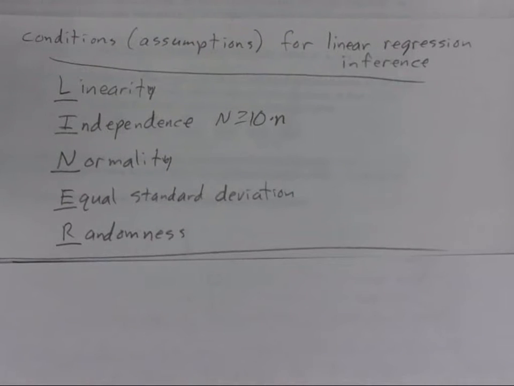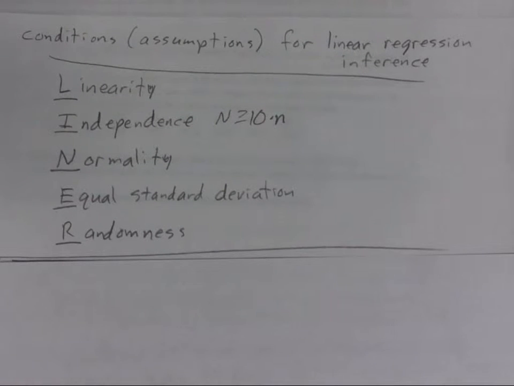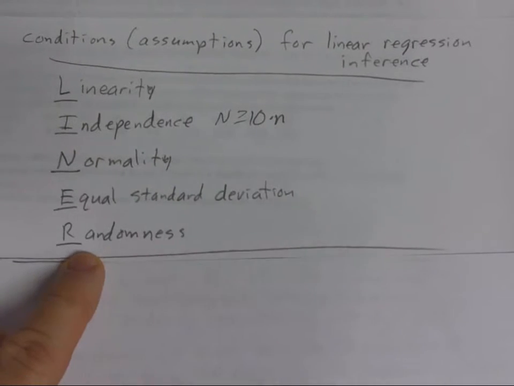Equal standard deviation, that just means when we look at our residual plot, that for every value of x, the y values have a consistent variability. And we will talk about that. And then, of course, we always have randomness as a condition. It has to say random or SRS, or random selection or random assignment to treatments in an experiment. That is always a condition, and it's always our most important condition.